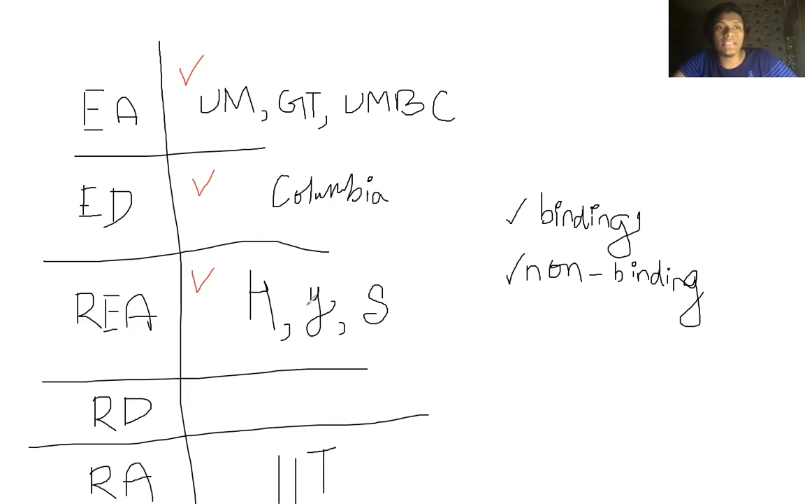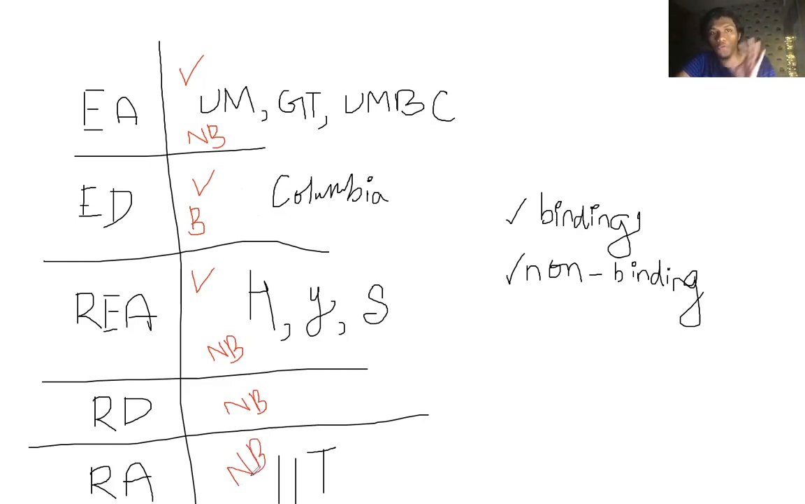So what is the basic difference between these? First, I want to introduce two terms, binding and non-binding. You might be confused about what these terms mean. Basically, only the early decision is binding, whereas early action is non-binding, restrictive early action is non-binding, regular decision is non-binding, and rolling admissions is non-binding. Now, what does this mean?